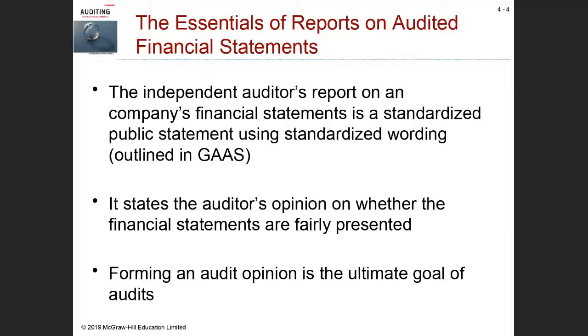So the essentials on the report on the audited financial statements. It says the independent auditor's report. We saw that right in CIBC's report. It said independent auditor's report right at the top of the page. So the independent auditor's report on a company's financial statements is a standardized public statement using standardized wording. All that wording that we saw, the headings, is set out in professional standards. So that's how auditors know what the headings should be in the standard report.